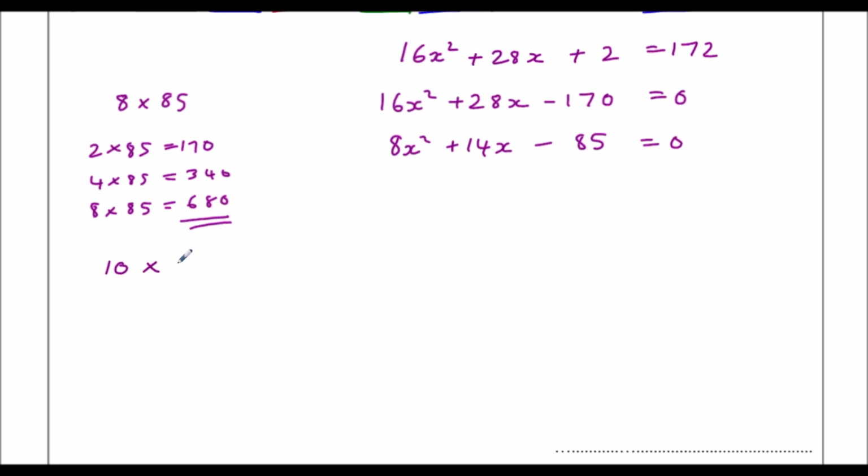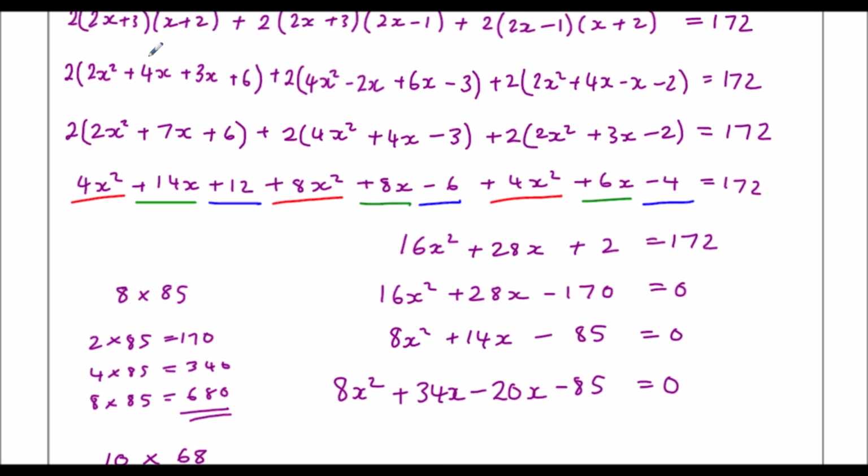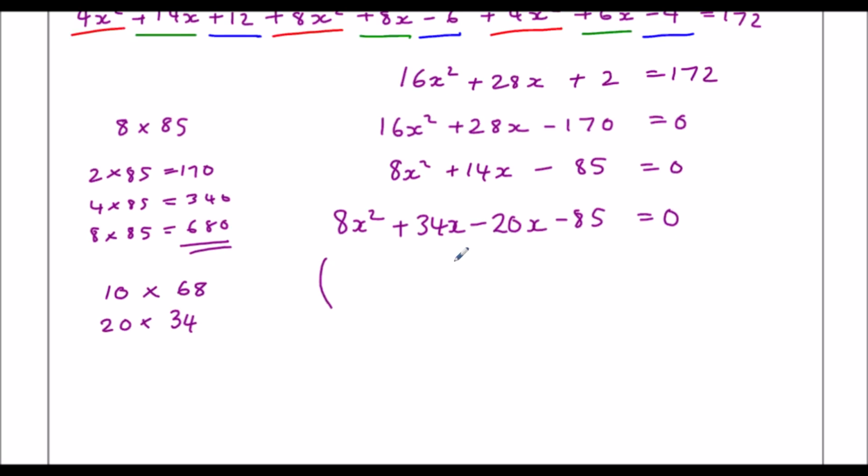So we've got 10 times 68. If we double the 10 and halve the 68, we get 20 times 34. So 20 times 34 multiplies to make 680, and the difference makes 14. So 8x squared plus 34x, take away 20x, minus 85 equals 0. That would have been the line after we expand the brackets: we get 4 terms, like here, with uncollected like terms. And then we can see what would have been in the brackets.